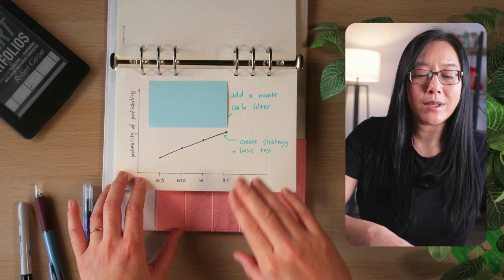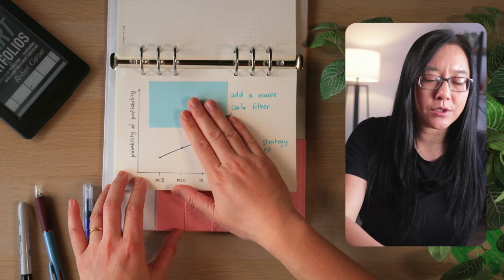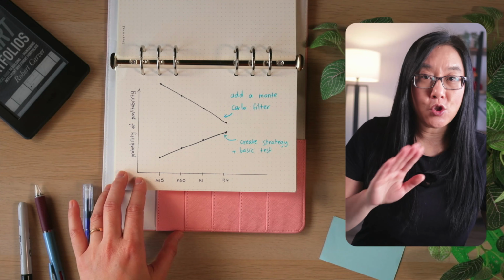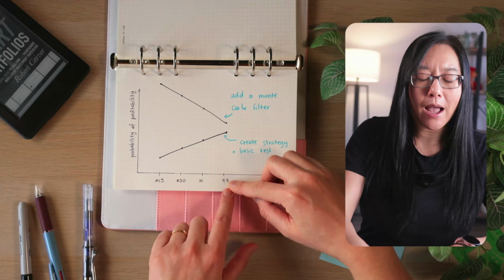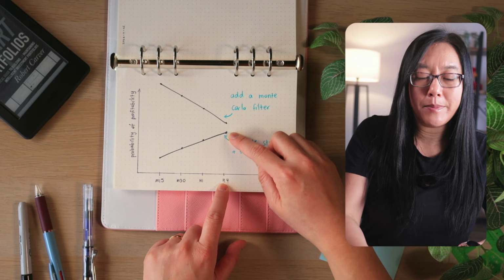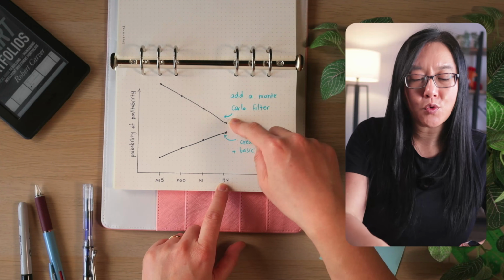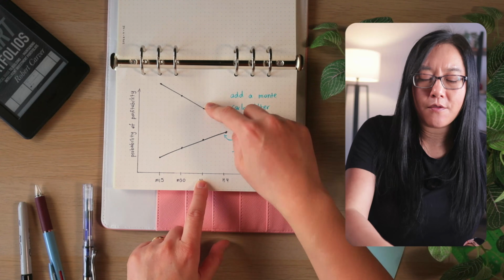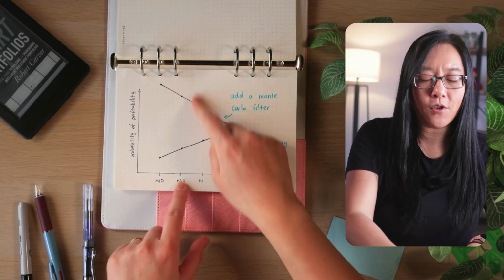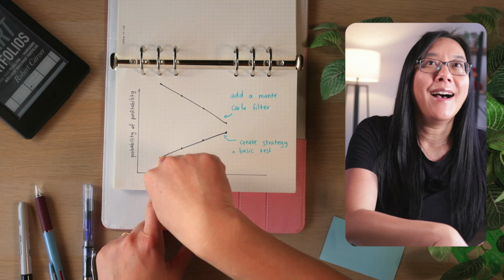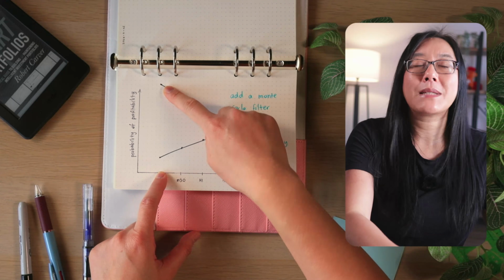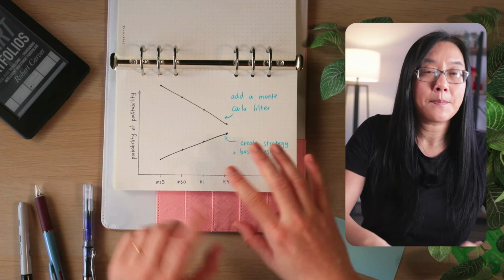What was shocking was when I added a Monte Carlo filter. So this is what the new picture looks like. I found the 4-hour time frame, the profitability jumped up by about 2%. The 1-hour time frame jumped up more, the 30-minute jumped up 4%, and the 15-minute time frame, that jumped up by 20%. It was amazing.